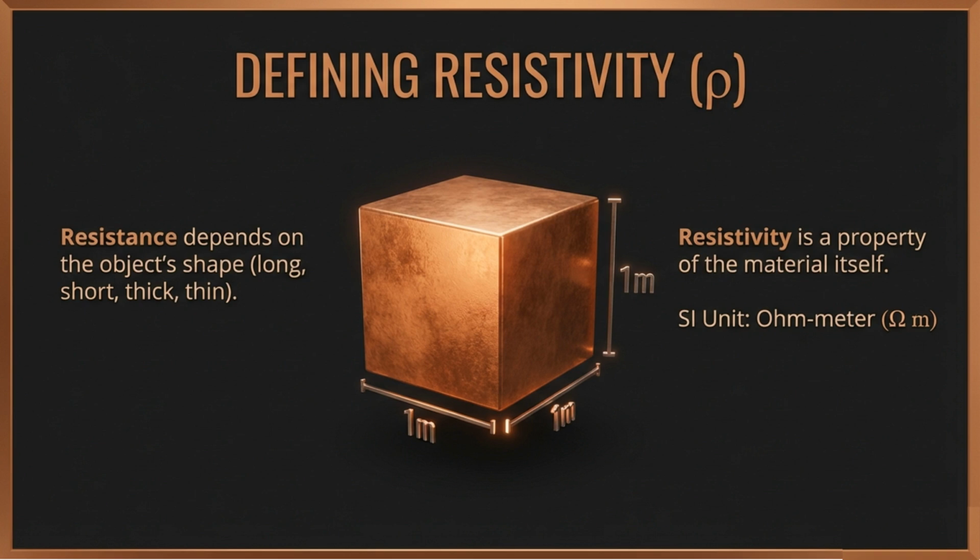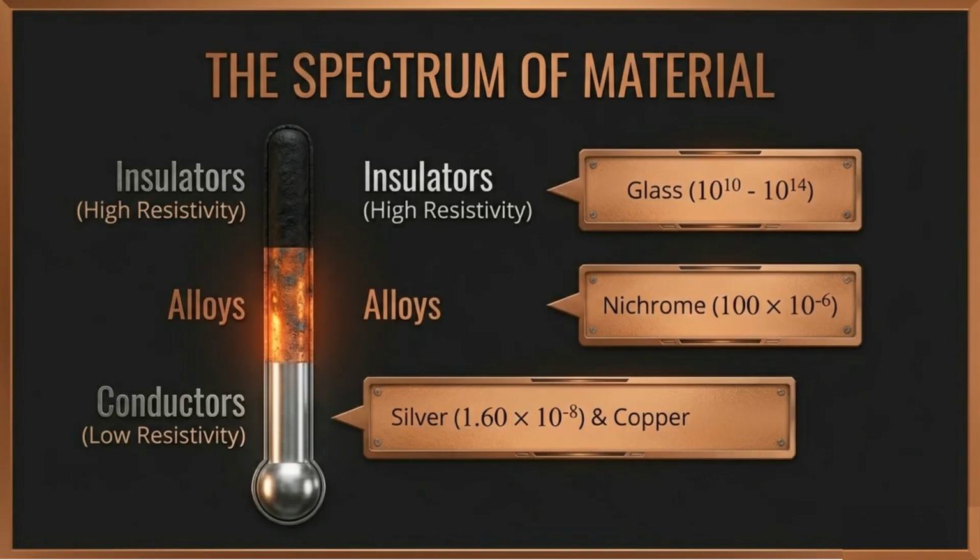Resistivity, ρ, is a property of the material itself, while resistance depends on the object's shape. The SI unit for resistivity is ohm meter. Materials fall on a spectrum of resistivity. Insulators have high resistivity, like glass. Alloys like nichrome are in the middle, and conductors like silver and copper have low resistivity.